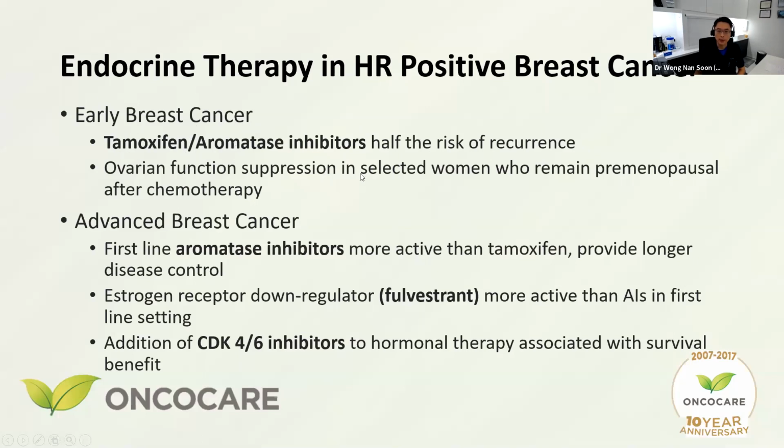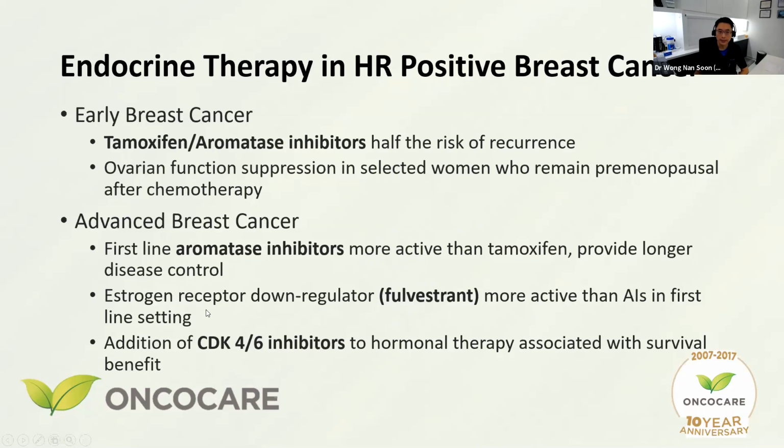In selected premenopausal women, doctors sometimes have to suppress ovarian function through surgery or through injections. These are patients who remain premenopausal despite chemotherapy, and that has been associated with a higher risk of recurrence. In the advanced breast cancer setting, we know in general that aromatase inhibitors are more active than tamoxifen. These drugs provide longer disease control. We also have data to show that fulvestrant is more active than aromatase inhibitors in the first-line setting.